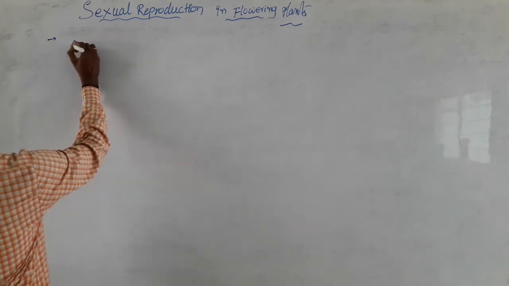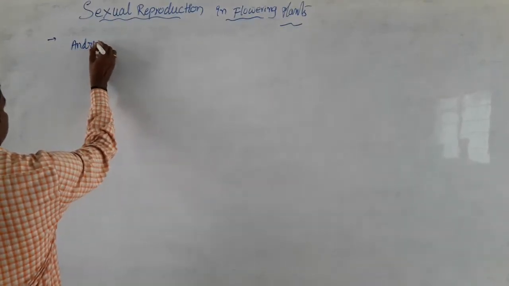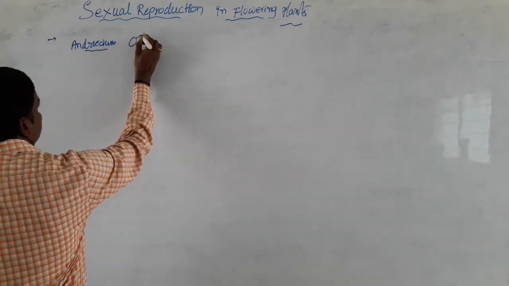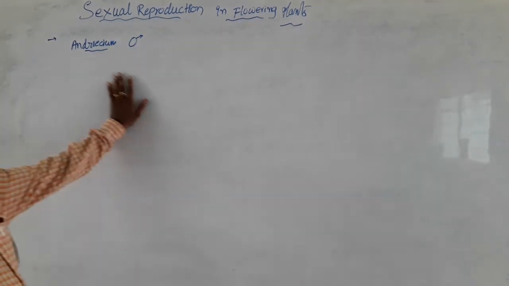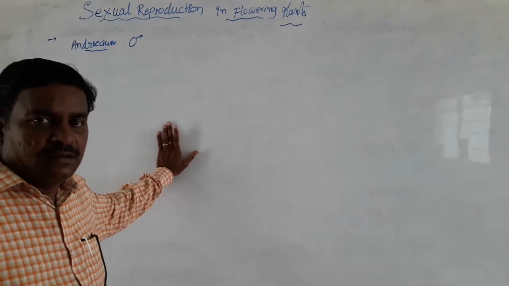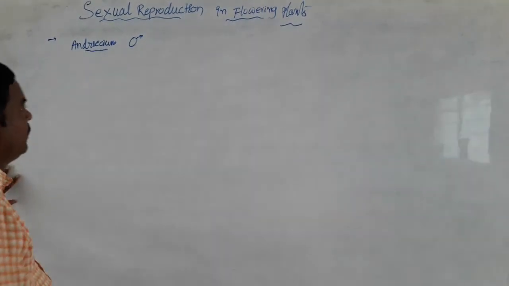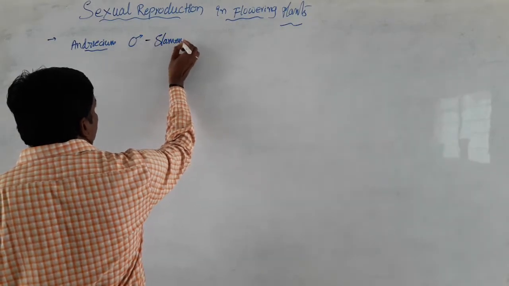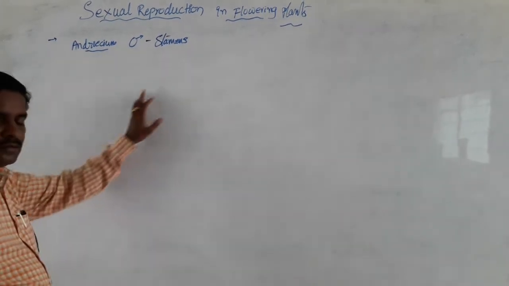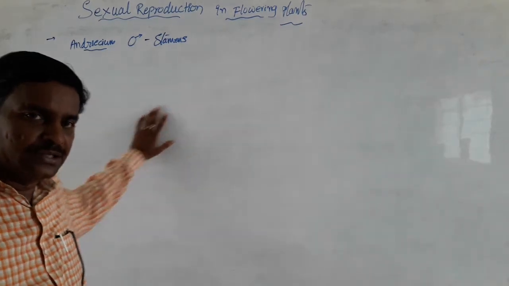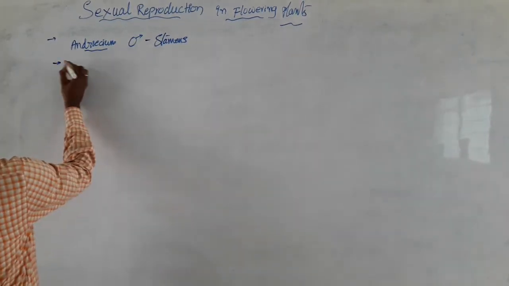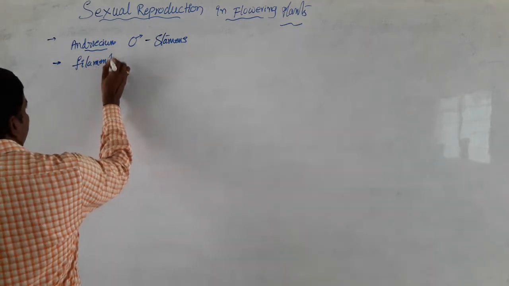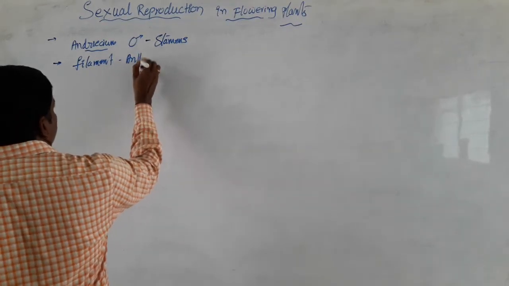Students, androecium is the male sexual organ. That is the third circle on the thalamus. It is represented by a number of stamens. They are also called microsporophytes. Every stamen consists of two parts: one is the filament and the other is the anther.